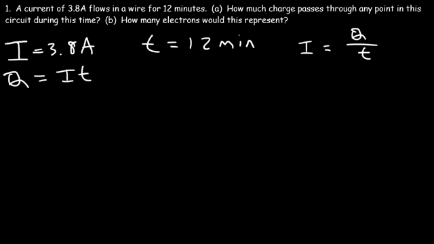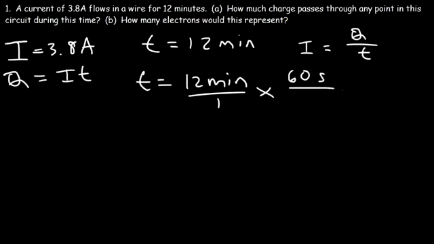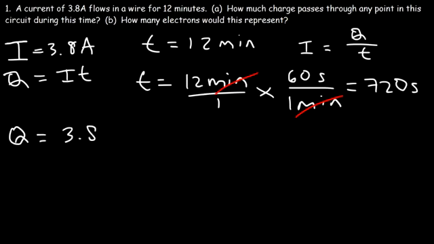So we have to multiply, but we need to be careful with the units. T is the time in seconds. So let's convert 12 minutes into seconds. Each minute equates to 60 seconds, so we have to multiply by 60. Notice that the unit minutes cancel. 12 times 60 is 720. So T is 720 seconds. Now let's calculate Q. It's equal to I, the current, which is 3.8 amps, multiplied by 720 seconds.